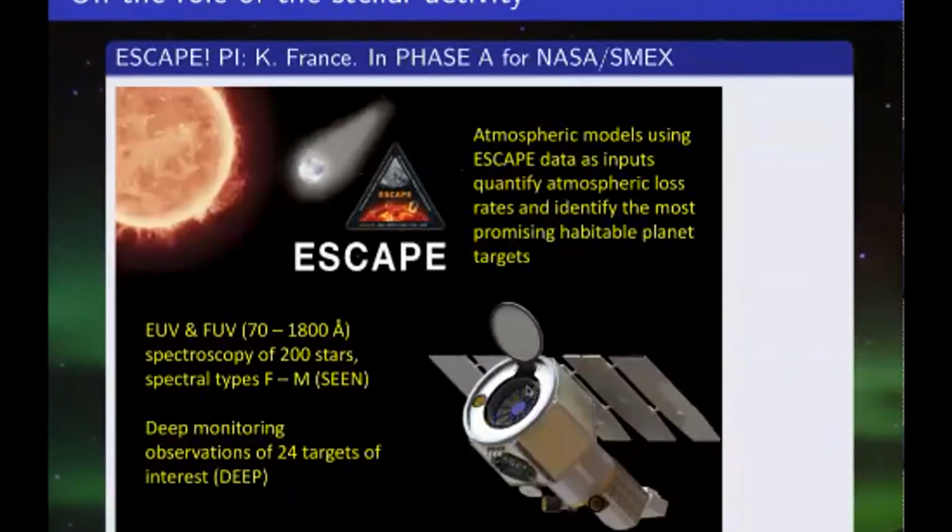To better understand the evolution of this star and the typical stars that are interesting for the study of exoplanets, we have a mission that has been proposed to look at their activity with the objective of understanding the evolution and the escape of planetary atmospheres. And this is the ESCAPE mission with Kevin France as PI, in phase A for the NASA SMEX.